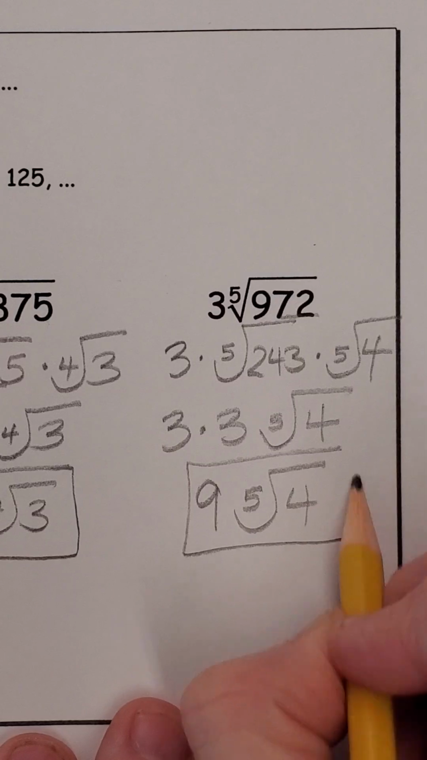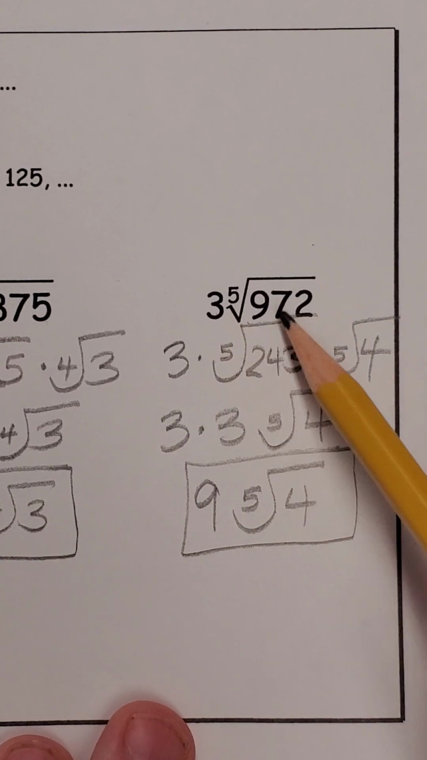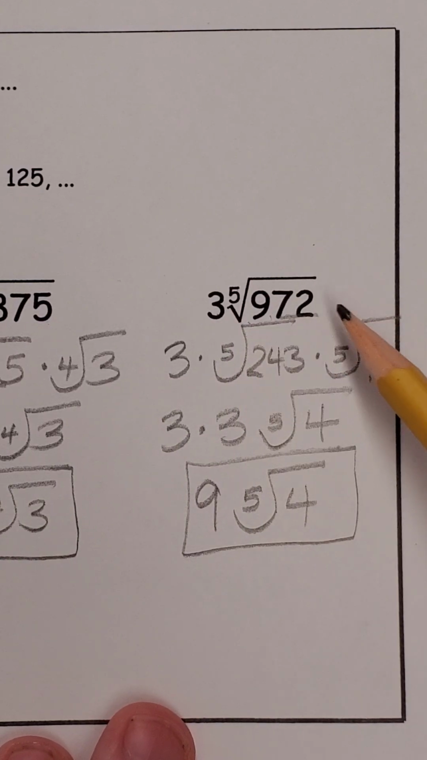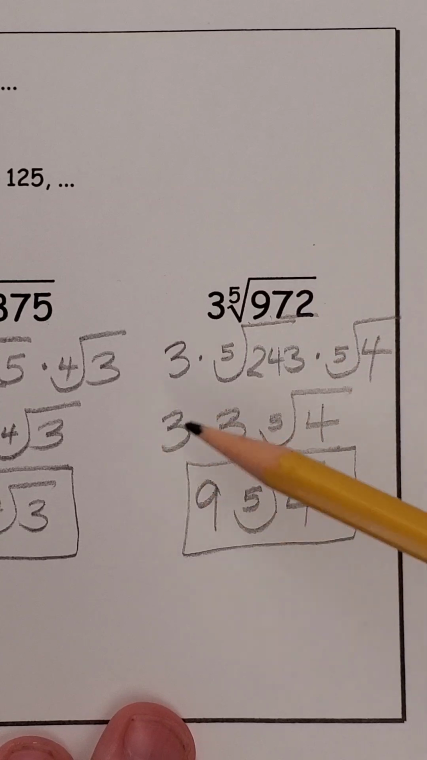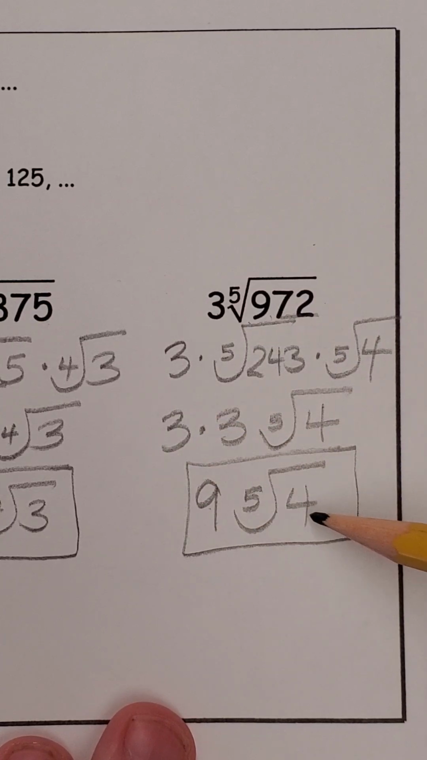So once again, typing in 3 times the 5th root of 972 will give us the same decimal equivalent as 9 times the 5th root of 4. This is just the simplified version of that.